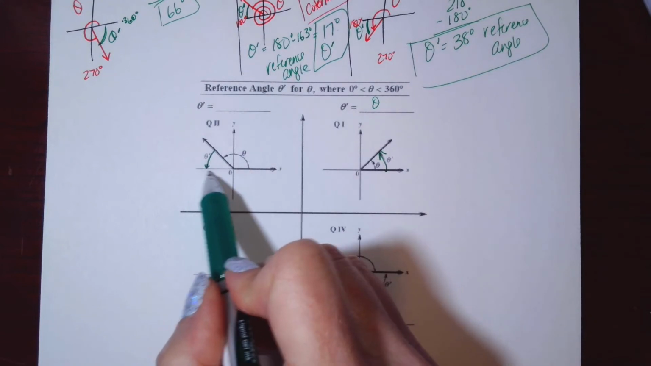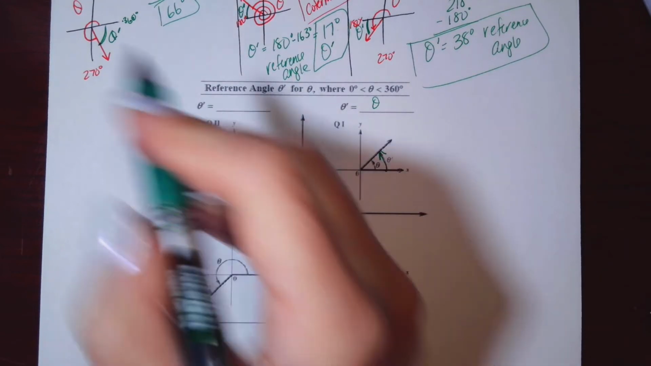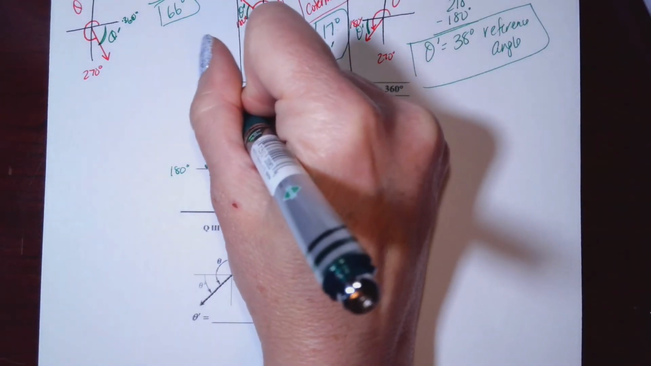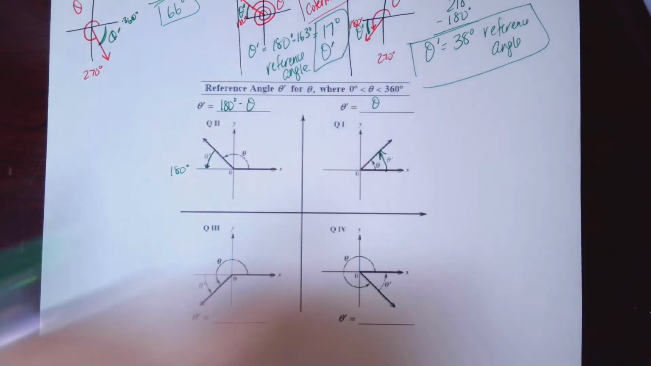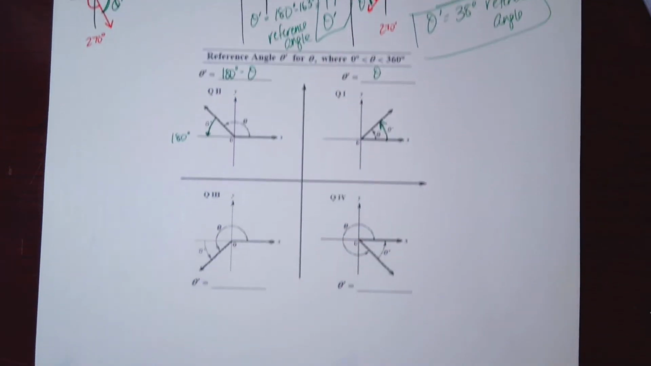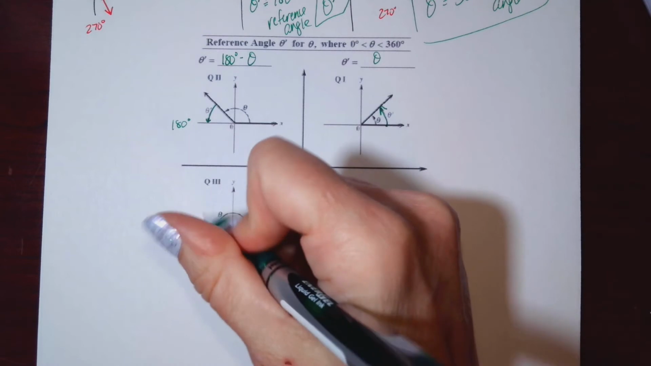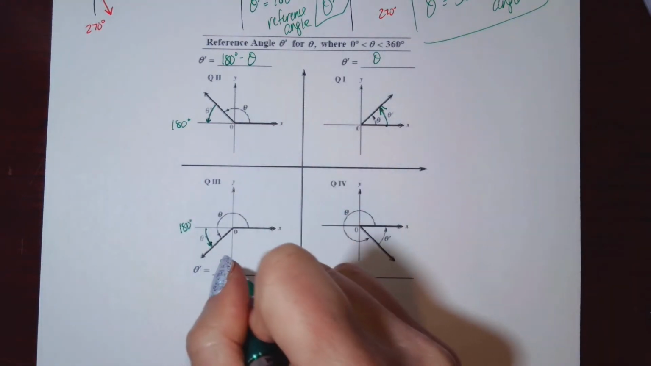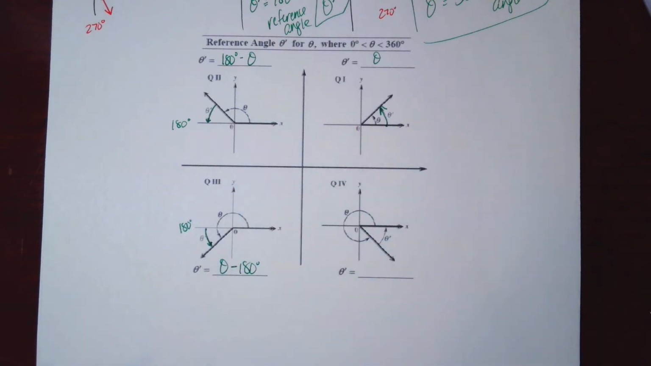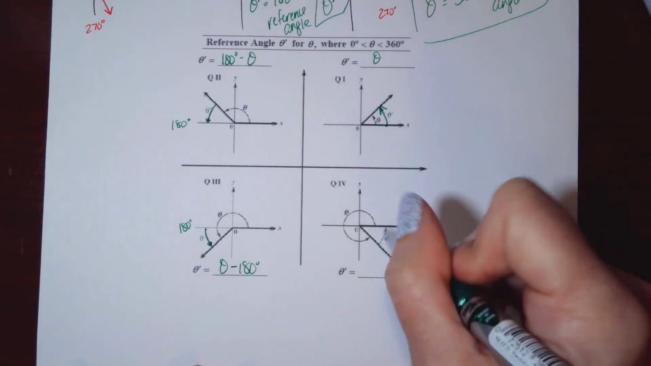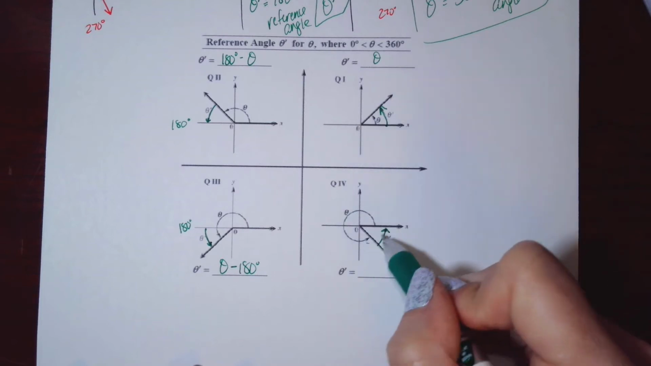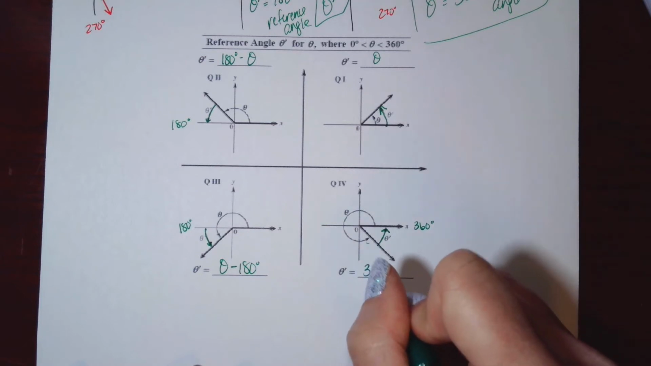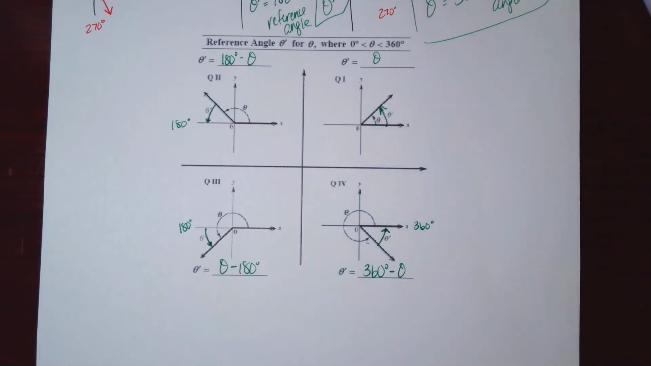If I'm in quadrant 2, I'm almost to this negative part of the x-axis, that is 180 degrees. So my theta prime is going to be 180 minus theta. If I'm down here in quadrant 3, I've gone past that 180 degree mark. So I'm going to take my angle and subtract 180 from it. If I'm over here in quadrant 4, I've come almost back around to the positive x-axis, which would be 360. So I will take 360 and subtract theta from 360 to figure that out.